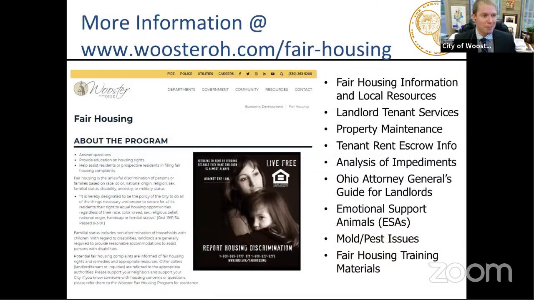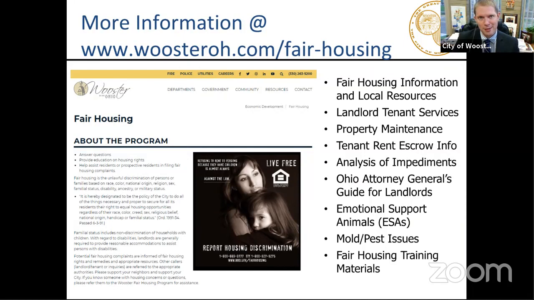So we'll just end by sharing that we have more information available on our Fair Housing website. And again, worceroh.com/fair-housing. We have information specifically not only on the resources we spoke about, but landlord tenant services, property maintenance.